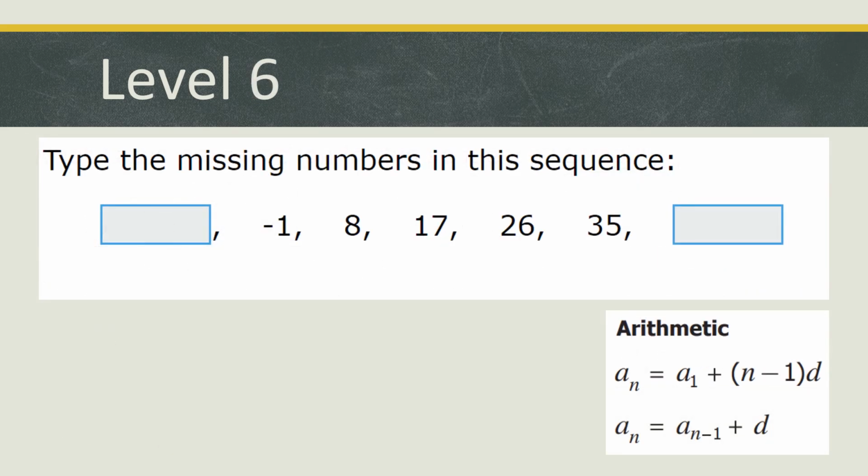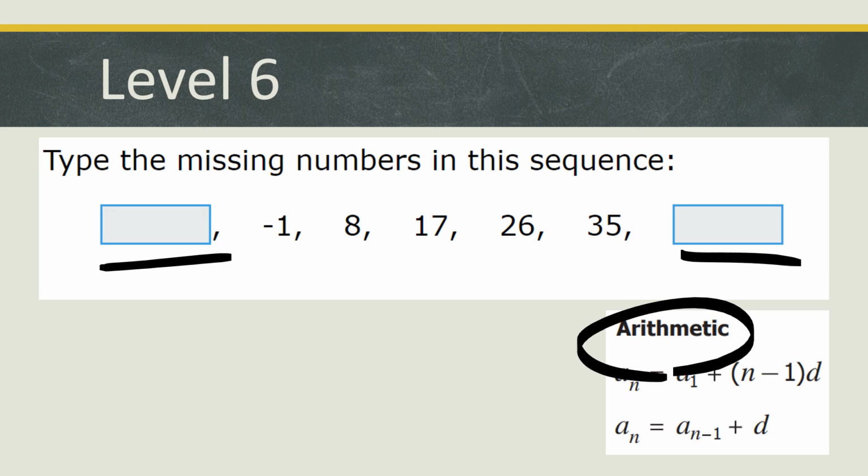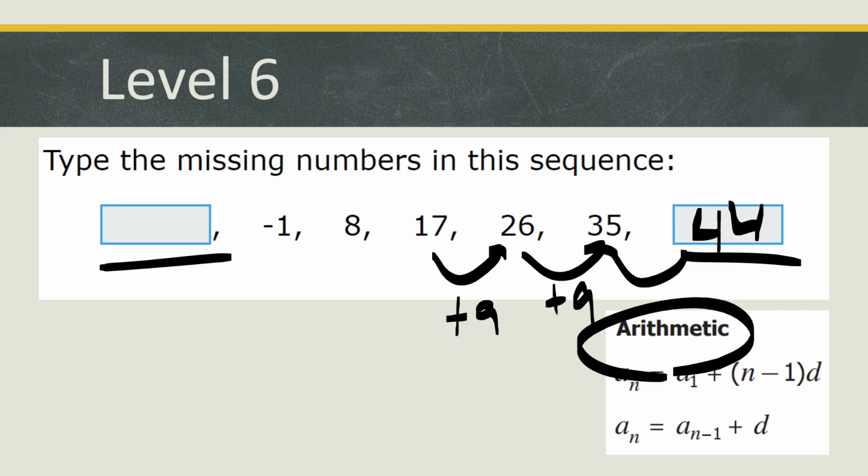Level 6. This is the most difficult one you're going to see here. It's not fractions, but the only thing that makes it a little bit more difficult, notice that we have both ends that we're solving for. But again, if we notice that this is arithmetic, meaning it's going up or down by the same amount each time, well, then we just need to work our way there. So this is plus 9, plus 9, plus 9, and that gives me 44. If I were to subtract 9, keep going the other way, then I'm going to end up at minus 10, right? Minus 9, minus 9. And that's going to be my final answer.